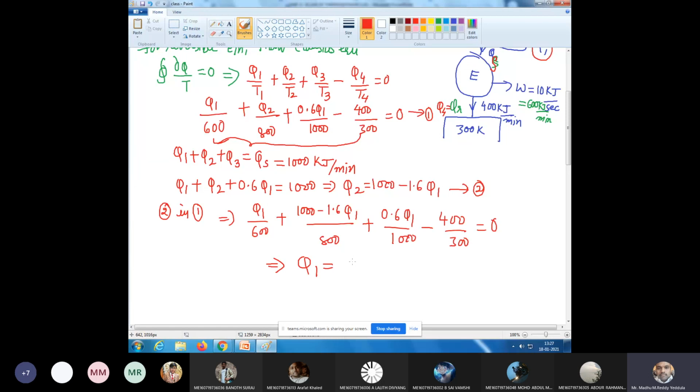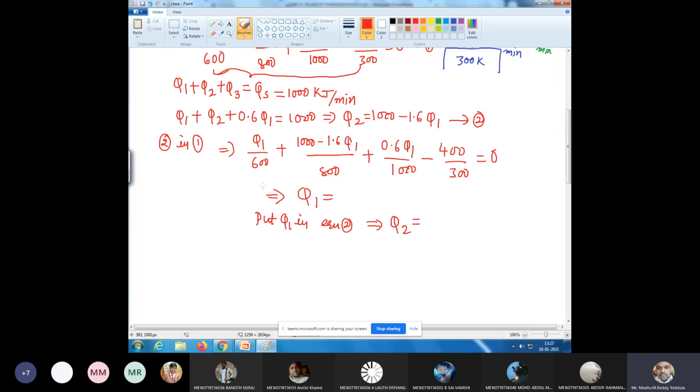Is it clear? If you solve, you will get Q1. Once you know Q1, put Q1 in equation 2. Which value will you get? You will get Q2, right? So once you know Q1 and Q2, what is Q3? Q3 is equal to 0.6 Q1. So therefore, we got the Q1 value, Q2 value, and Q3 value.